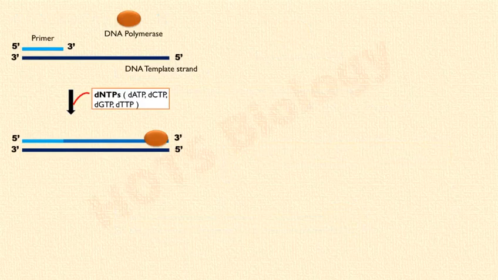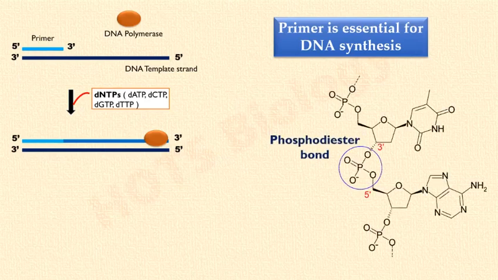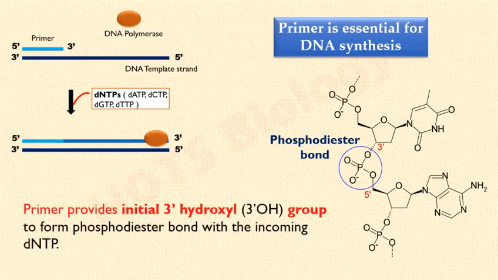Now here we need to note a very important point. Primer is one of the essential requirements of DNA synthesis. But why? Because DNA polymerase cannot catalyze the synthesis reaction on its own. It requires a 3' hydroxyl group to form a phosphodiester bond with the incoming deoxynucleotide. And this initial 3' hydroxyl group is provided by the primer.